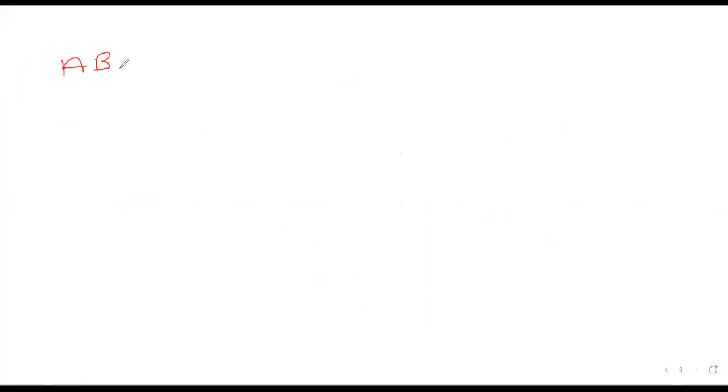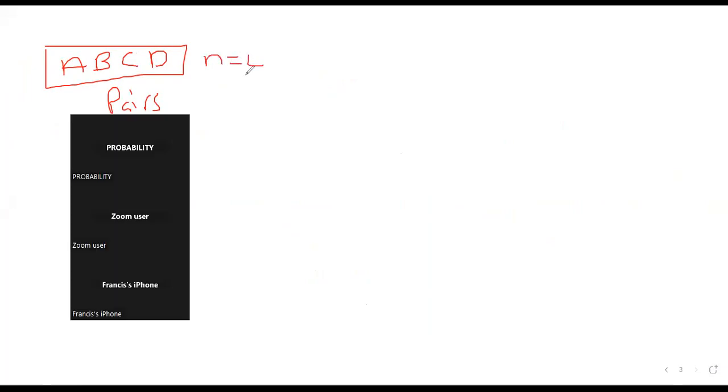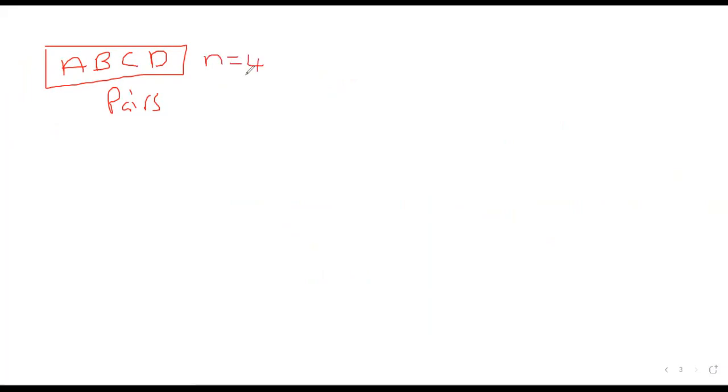For instance, you have letters A, B, C, and D. So you're asked, we have letters A, B, C, and D. In how many ways can we put them in pairs? So remember, the number of letters here is 4. And the items you're selecting at a time, we call those the radicals. Pair means 2.